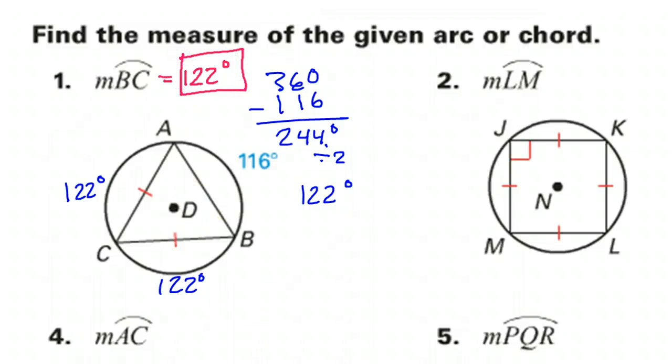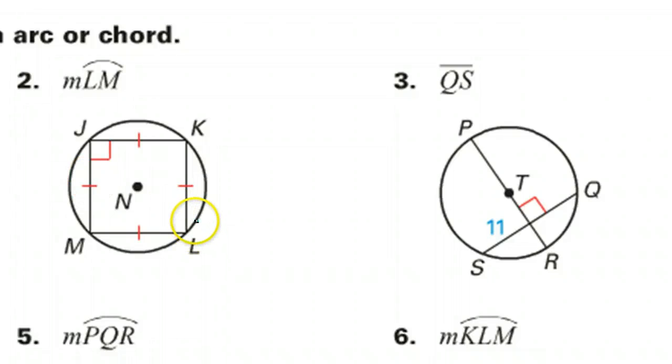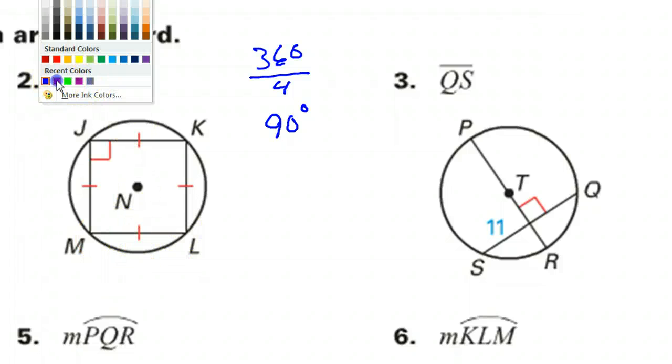So number 2. This time they gave us no numbers, but that's okay because each of these arcs are going to be congruent since the chords that go with them are congruent. So we can just take the 360 degree total and divide that by 4. 36 divided by 4 is 9, so this is 90 degrees. That means each one of these arcs is 90 degrees. But specifically we're asked for arc LM. So of course that's 90 degrees just like all the others.